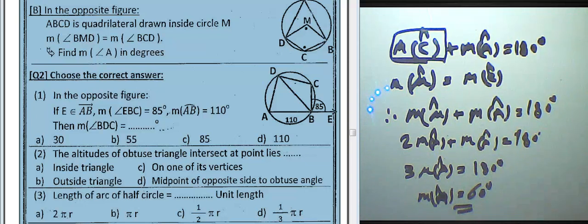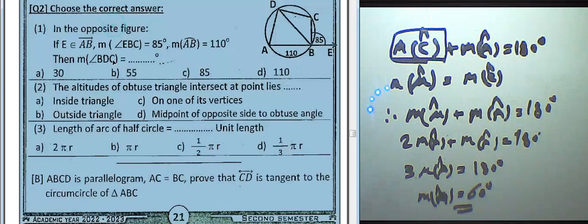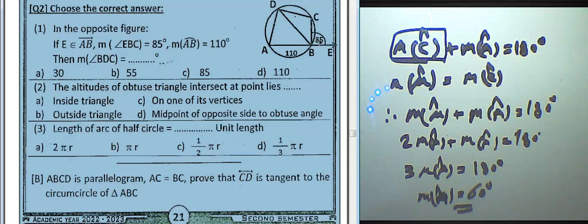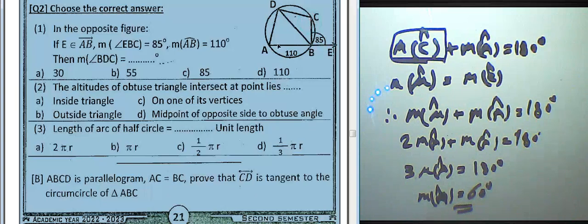Understood? Next question here. Question number 2. Choose the correct answer. Measure of angle BDC. He asked about the angle here. We know CBE is an exterior angle of the quadrilateral. Here ADCB is a cyclic quadrilateral. Then the measure of angle CBE equals the measure of angle D. Okay, and we know the measure of angle EDB is half of 110.